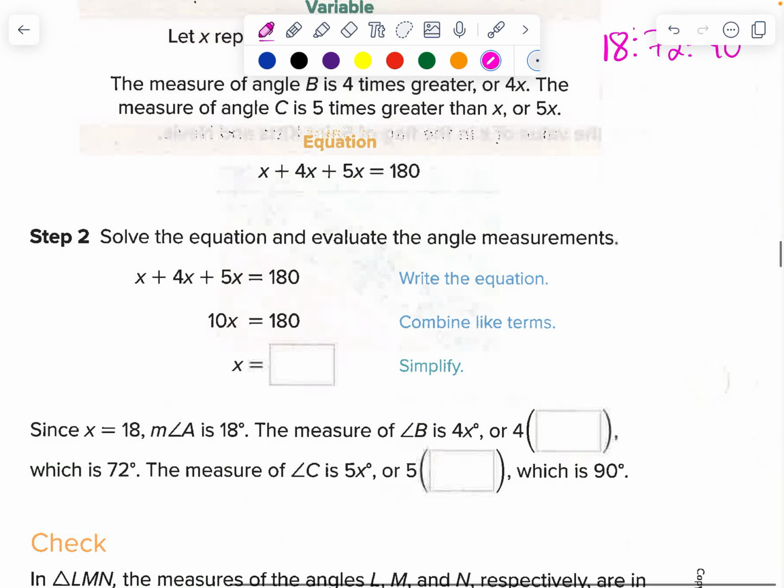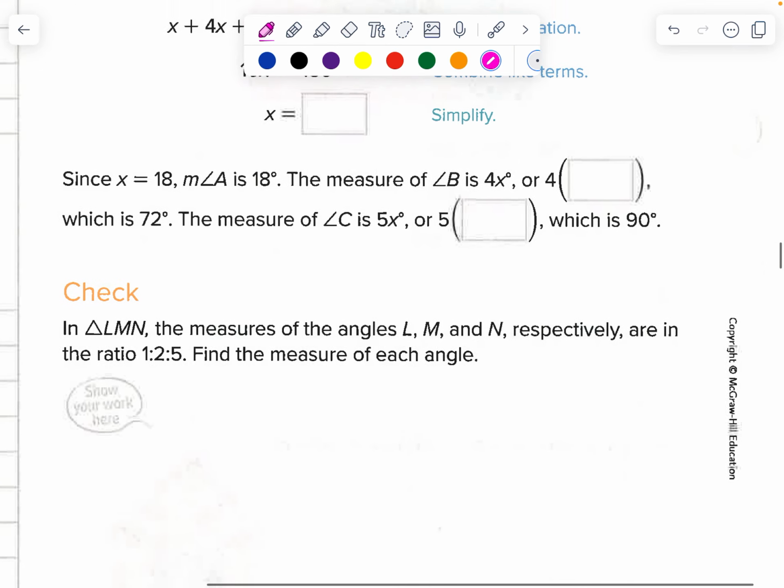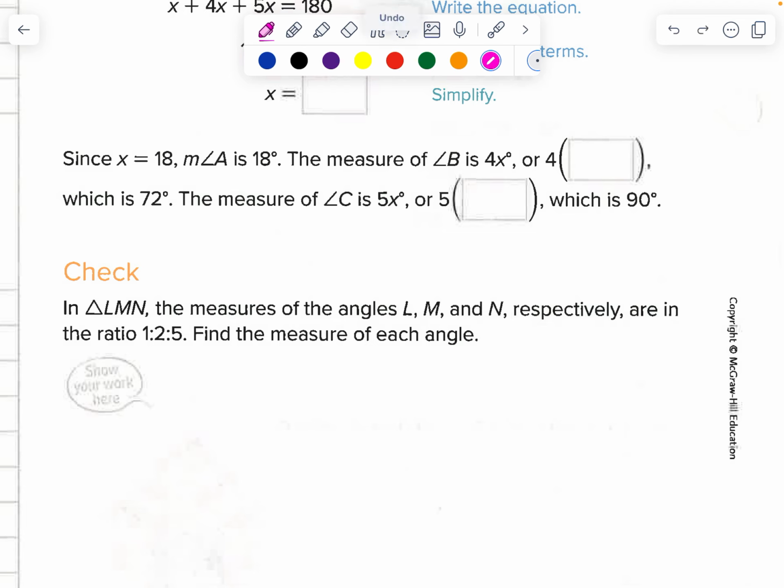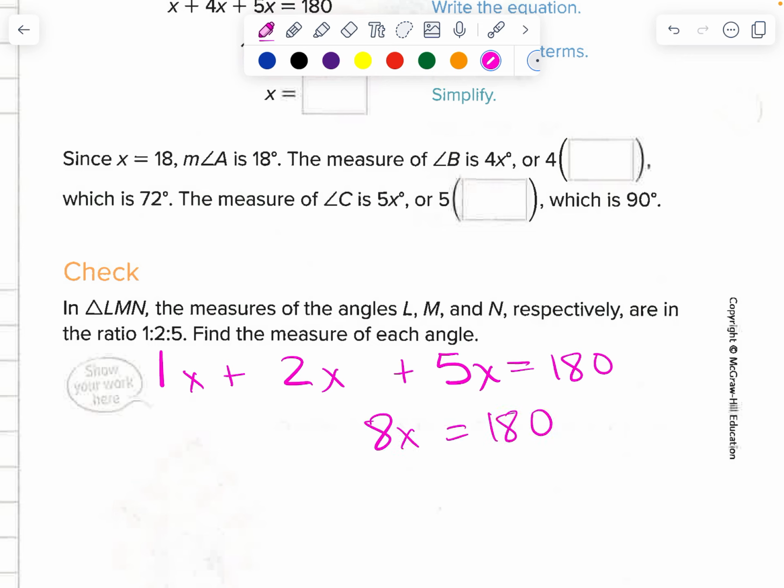Oh, they did all this down here. So I do the same thing here. I have 1, I have 2, I have 5. And when you add them together, it should be 180. So 8x equals 180. I divide by 8 on both sides. And x equals 180 divided by 8, 22.5.